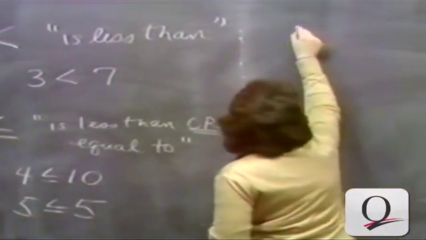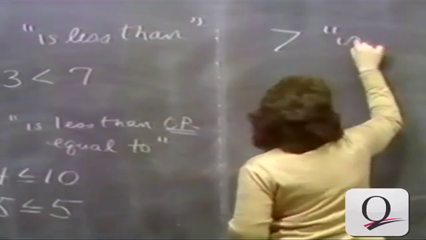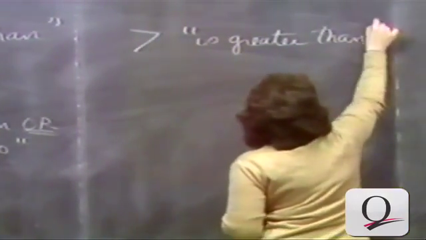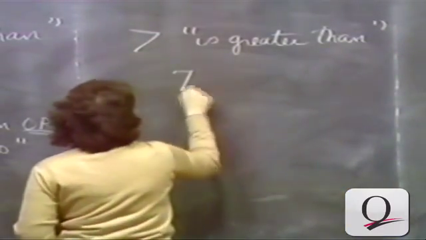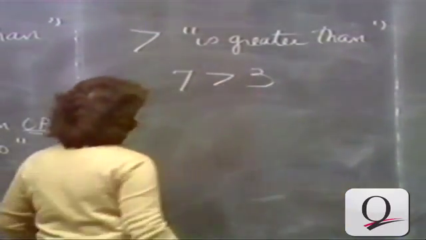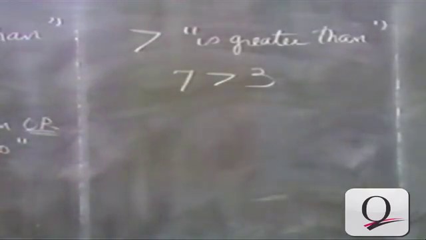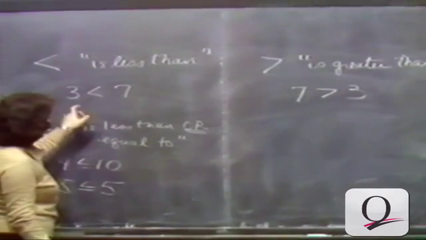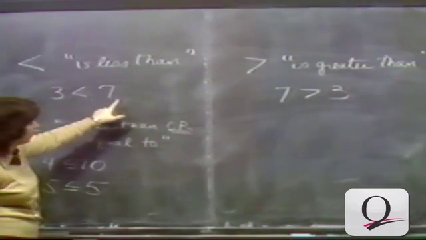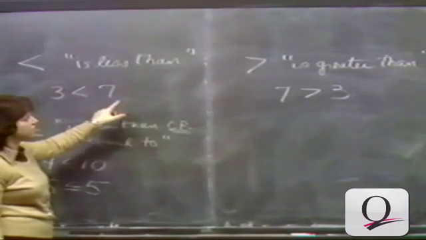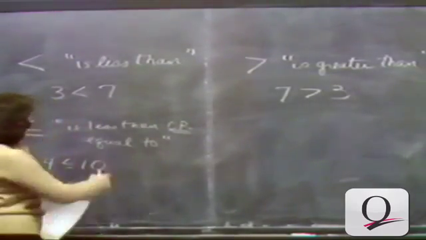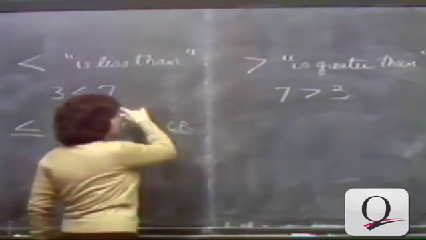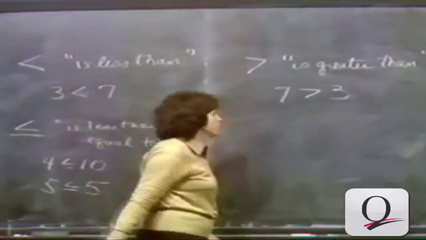This symbol is read "is greater than." 7 is greater than 3. Notice that this is just the reversal of the inequality we have over here. Here we had 3 is less than 7. Well, if 3 is less than 7, it stands to reason that 7 is greater than 3. The inequality can be read left to right, 3 is less than 7, or right to left, 7 is greater than 3.